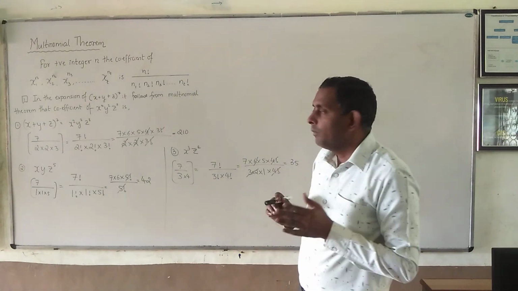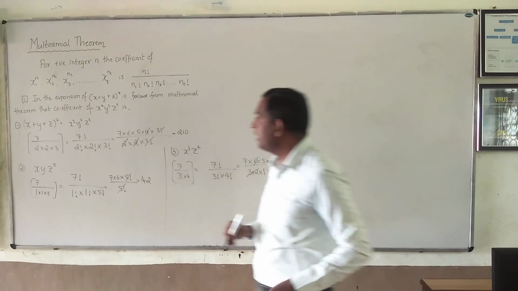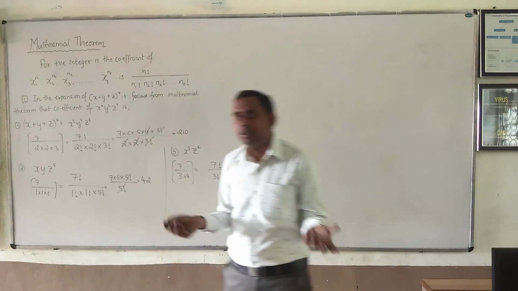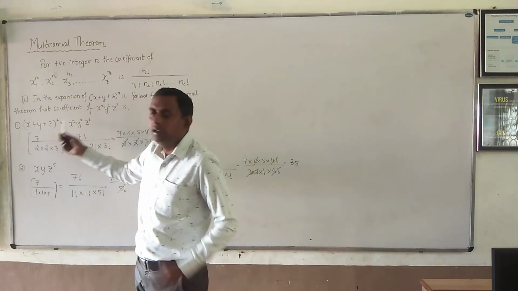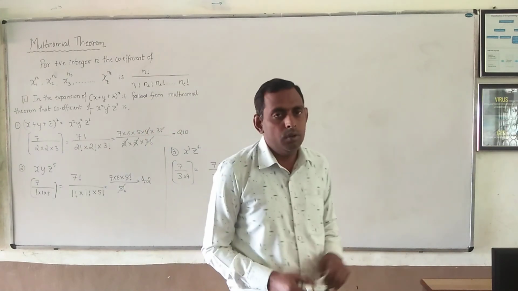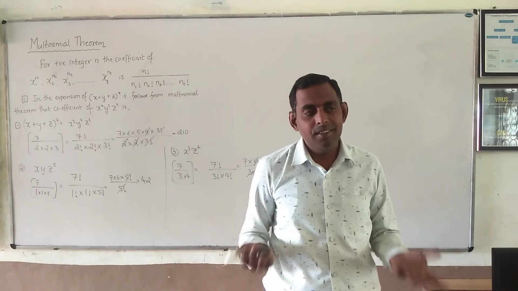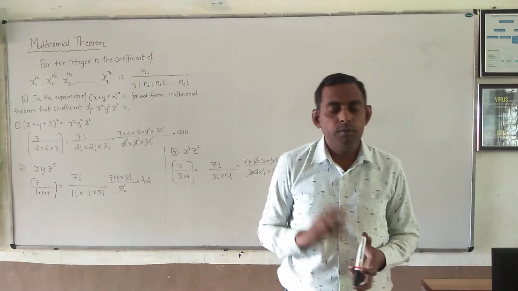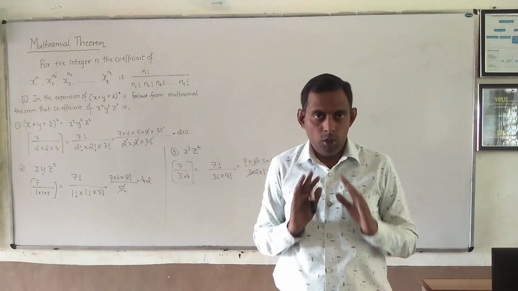So again I will tell you the difference between binomial and multinomial. In the binomial theorem we come across only two variables, let us say x and y. Whereas here we come across x, y, z and some more. I think the multinomial theorem is a totally new concept to you students, but it is as good as the binomial theorem. If you know the binomial theorem, the multinomial theorem will not trouble you.